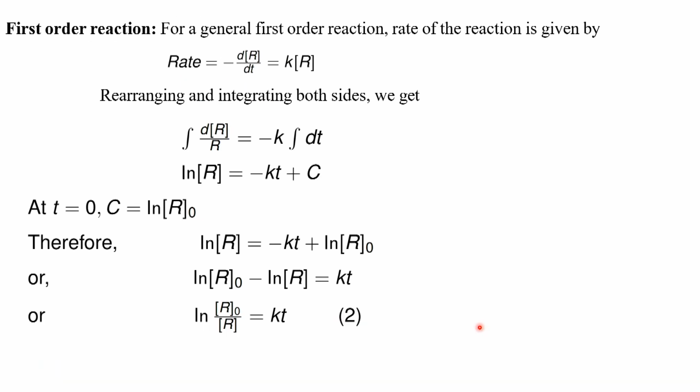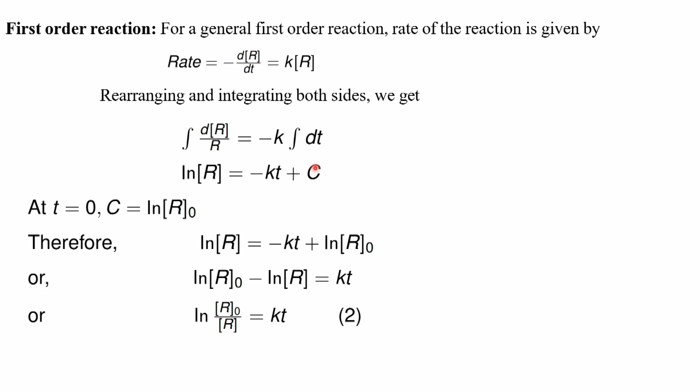Now, we move to first order reaction. For a general first order reaction, the rate of the reaction is given by minus dR by dt equals k R raised to the 1. For 0th order reaction it was R raised to the 0, but for first order reaction it will be k times R raised to the 1. If we rearrange it, taking R to this side, we get dR by R gives minus k dt. Like before, if we carry out the integration, we get ln R is minus kt plus c, where c is the integration constant.